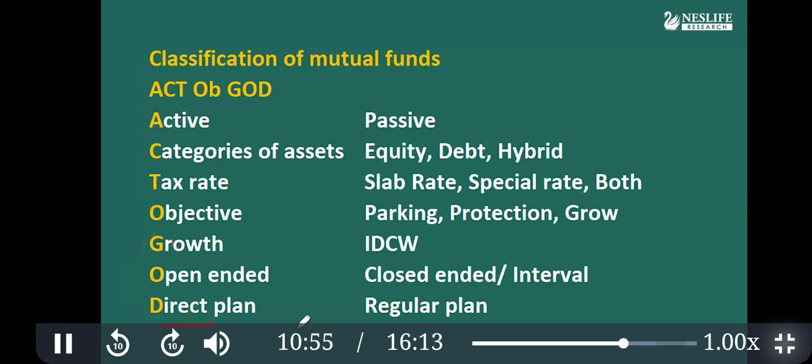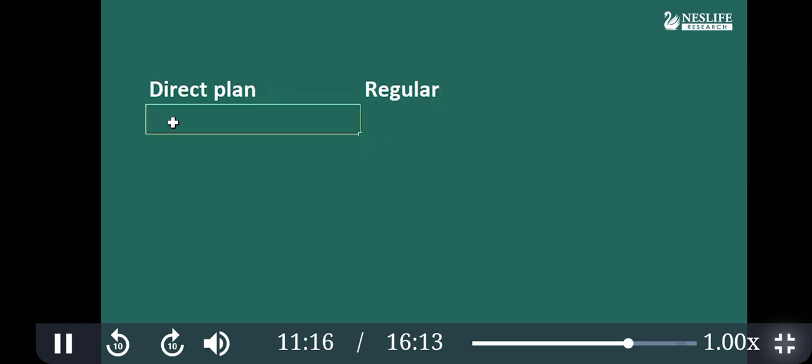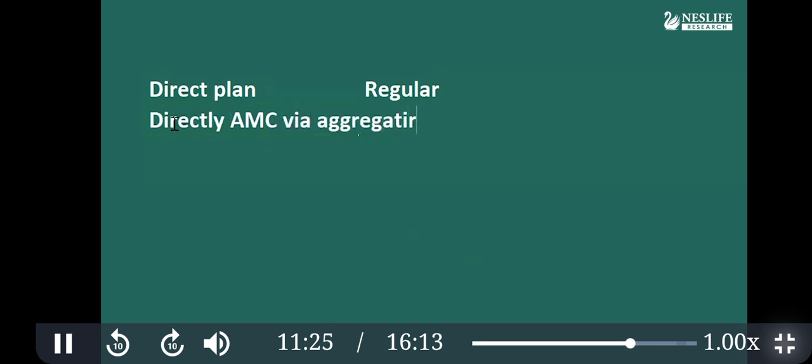Next is direct and regular. This is another very interesting topic for discussion, and we will make a special video on that. So what is happening with direct and regular? The direct plan is the same mutual fund, and this is the regular. In the direct plan, you invest directly with the AMC via an aggregator, and the aggregator doesn't take commission.